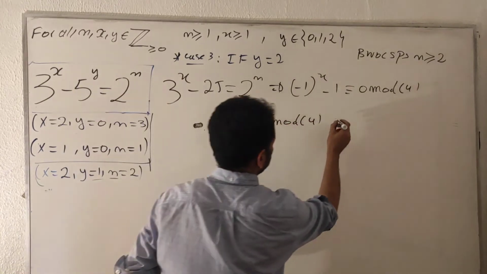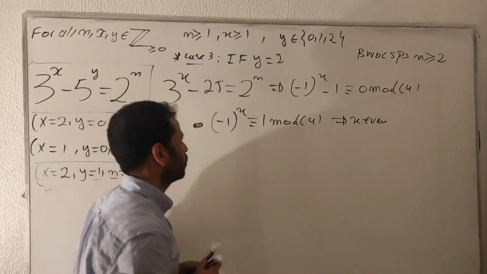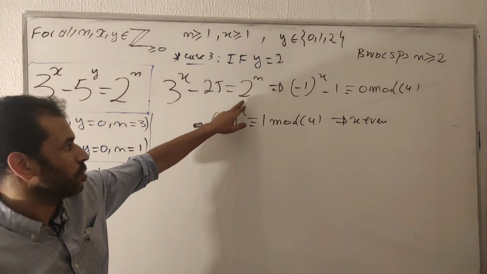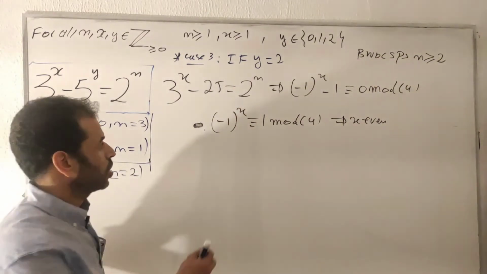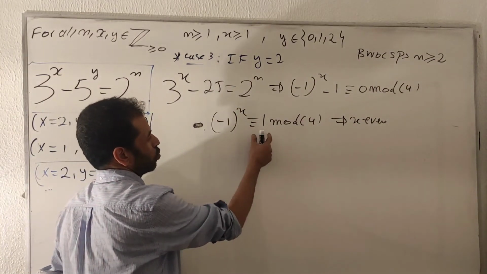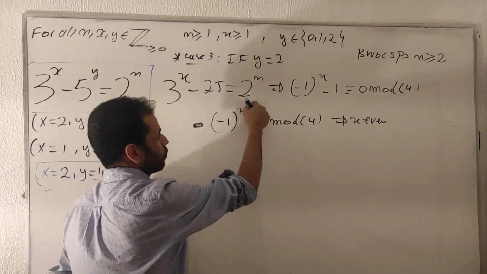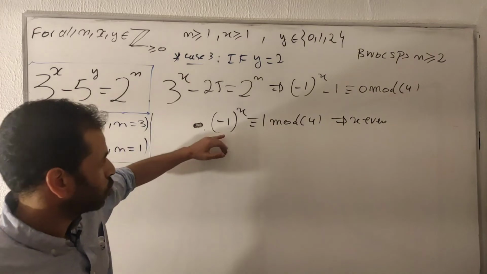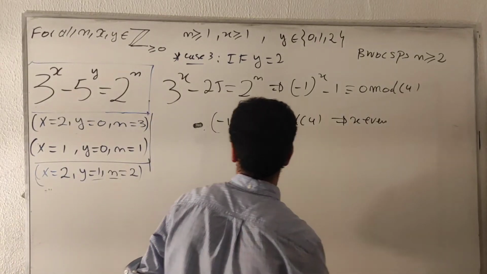So this one is telling us x is even. Why is x even? If we replace x with an even integer, this minus 1 turns into 1, which is true. We get 1 is congruent to 1 mod 4. If you replace x with an odd number, we will get minus 1, which is not true. Okay, which means x is even.